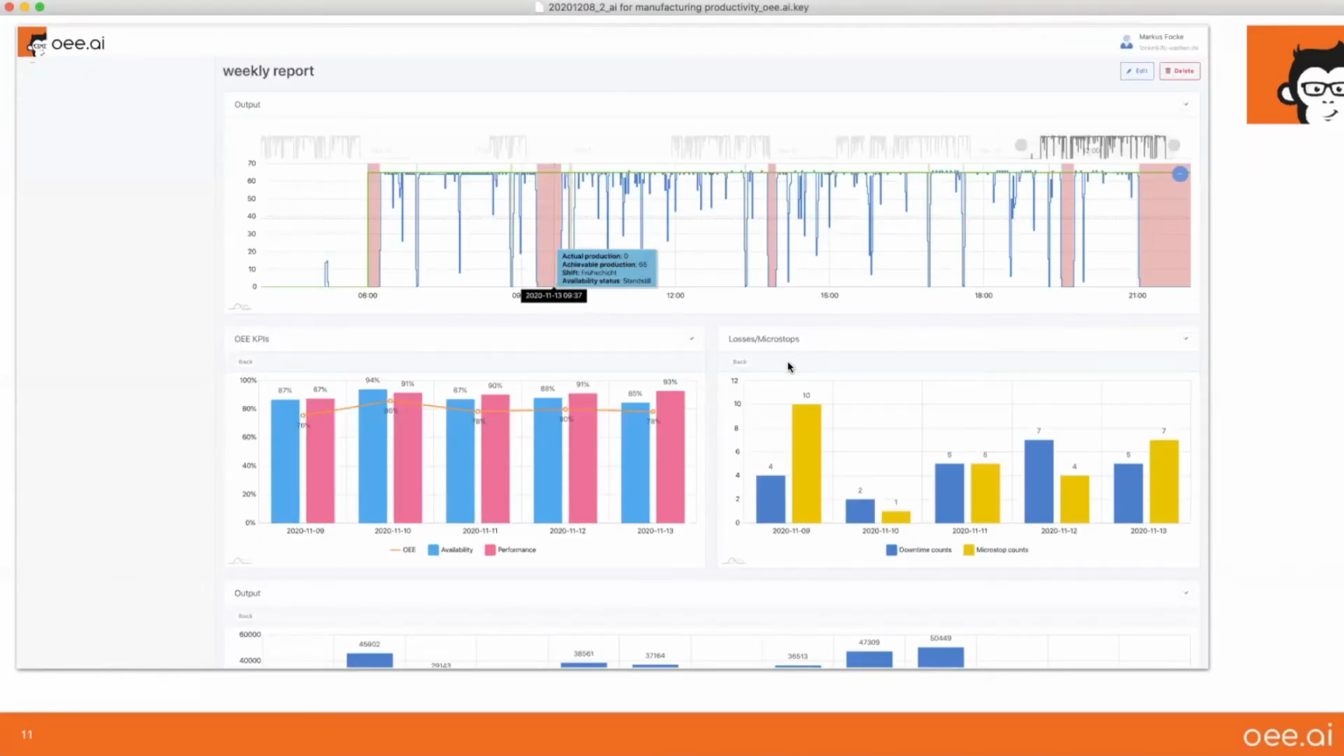If you want some more detailed reports, you can have weekly reports, like we show the losses and the microstops or the output per day in an aggregated way. And you could also see the different microstoppages and all that. So you have all the possibilities to put your own reports to show and see what to do.